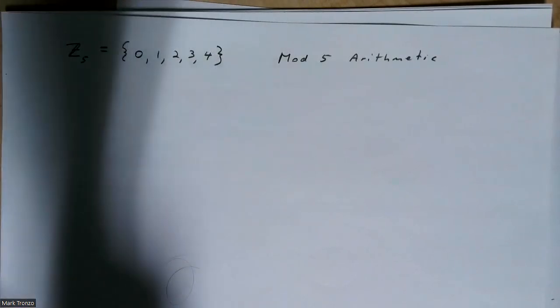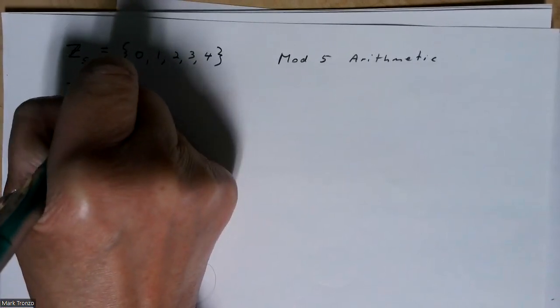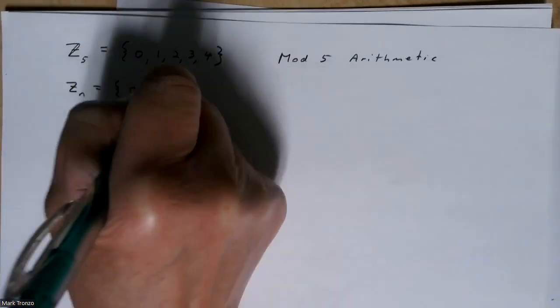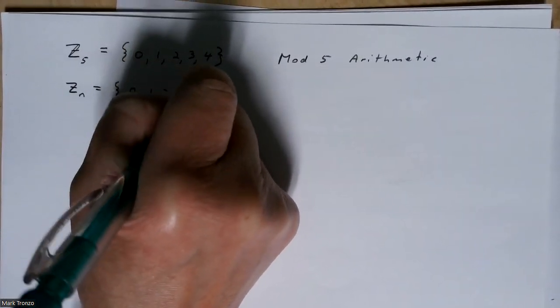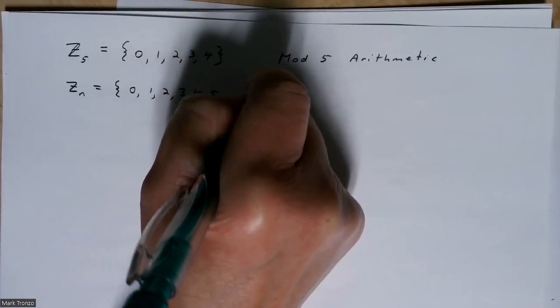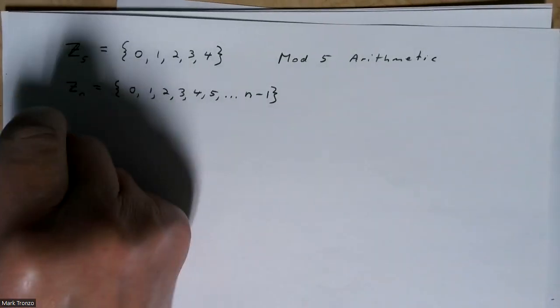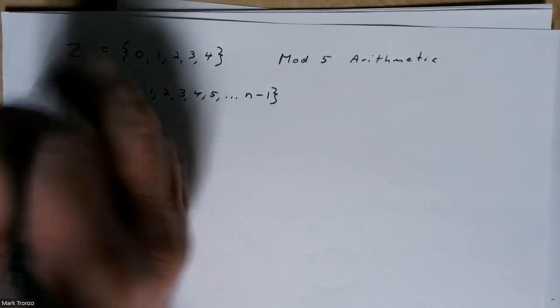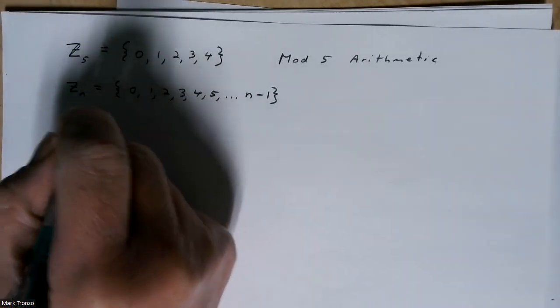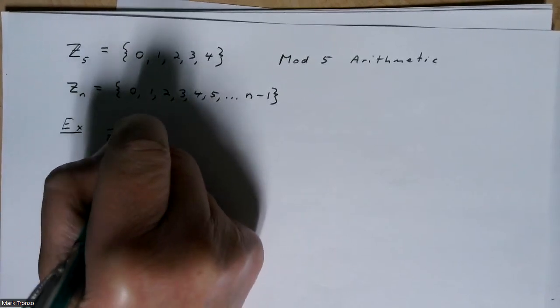And this will work, of course, for any n. So for any n, you'll have 0, 1, 2, 3, 4, 5, on and on up to n minus 1, because you'll stop short of whatever this value is. So once again, let me do an example. Say we do Z5, something pretty manageable.